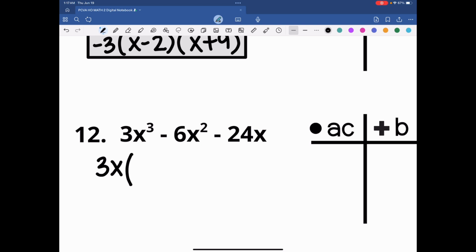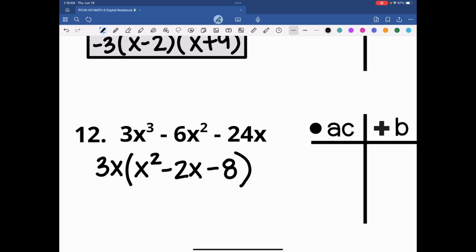So 3 divided by 3 is 1. I had 3 x's, okay? So I have 3 of them, but I took one out. So that leaves me with just 1x squared. Then I'm going to say negative 6 divided by 3. That's going to give me negative 2. I had 2 x's, but I took one out. So that leaves me with 1. So that's going to be negative 2x. Then I have negative 24 divided by 3. So that's going to give me negative 8. And I had 1x right here, but I took one of those x's out with the GCF, so I'm left with none.